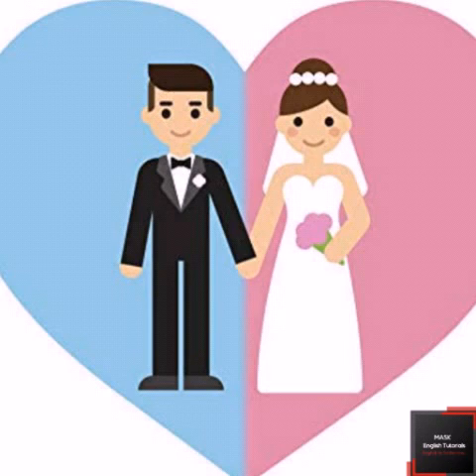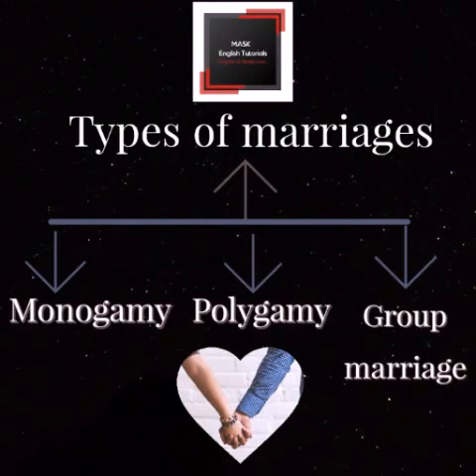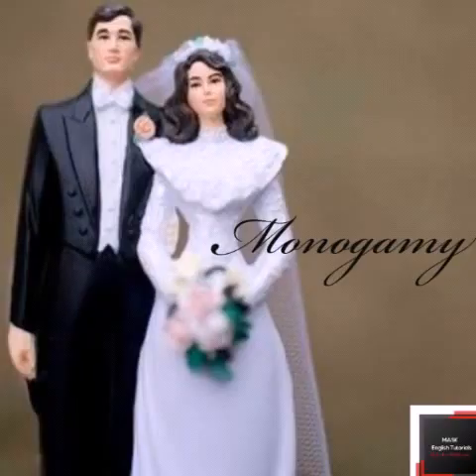Marriage is a culturally recognized union between two individuals called spouses. There are many types of marriages like arranged marriage, love marriage, civil marriage, religious marriage, interfaith marriage, and intercaste marriage. But on the basis of the number of people getting married, marriage can be classified into monogamy, polygamy, and group marriage.